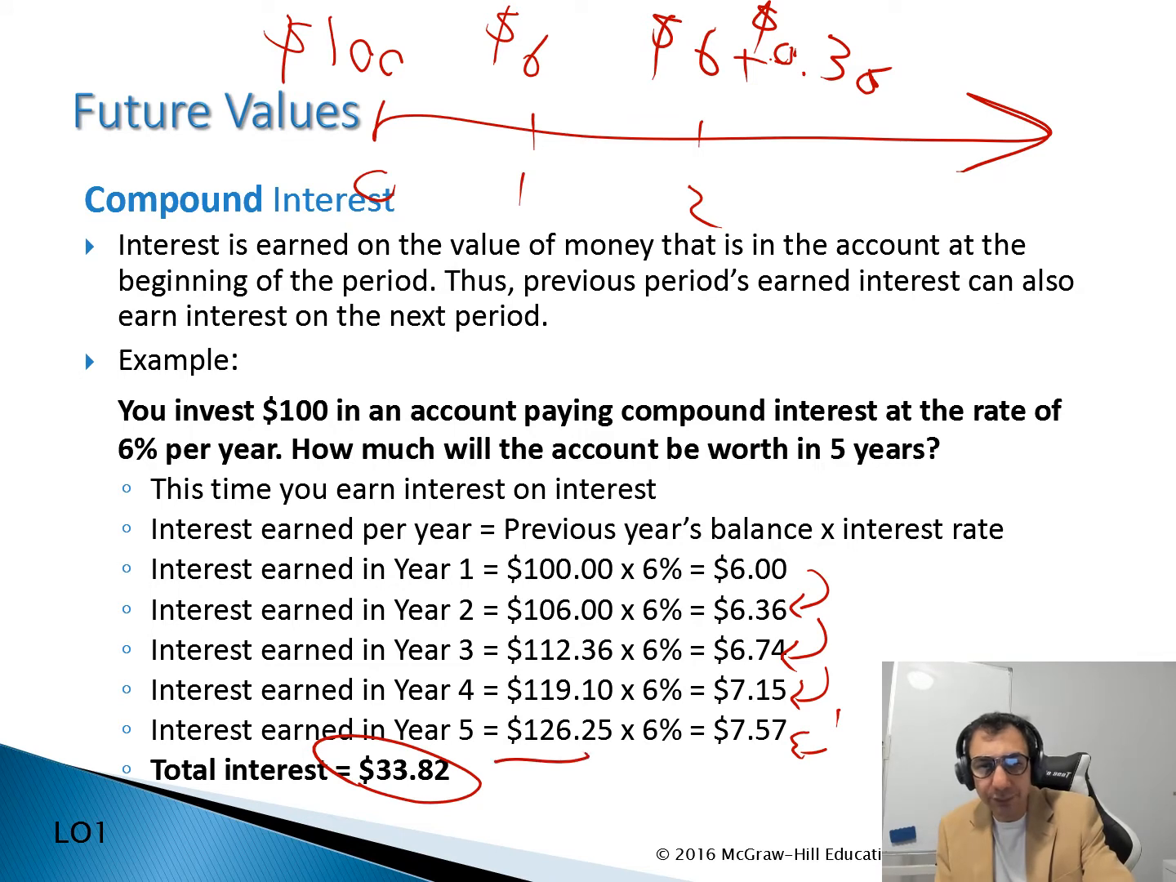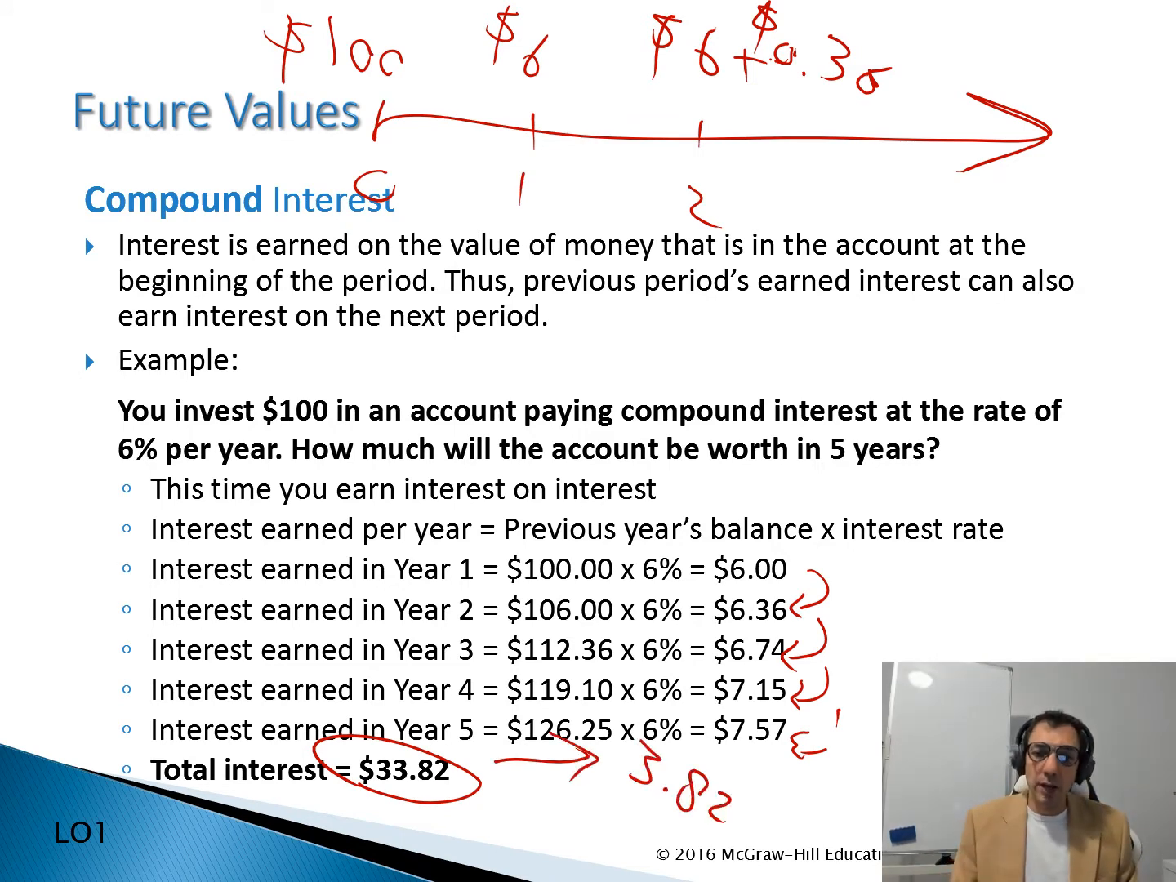And that $3.82 comes just from your interest. So your total interest on interest is $3.82. So you can see that you are growing your money faster. So that's the meaning of the future value.